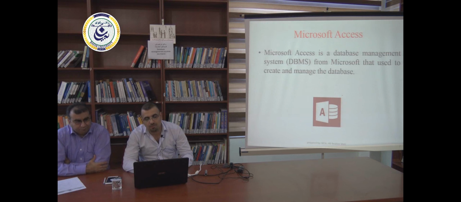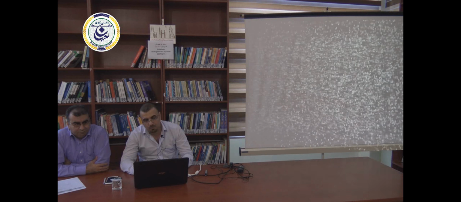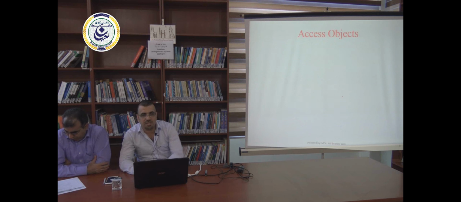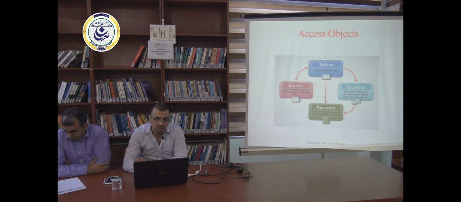And this is the logo of Microsoft Access. The main objects of Microsoft Access are tables, forms, queries, and reports. As we said, there is no database without a table. If we want to create a database, we have to create at least one table, and the table is used to store all the data.